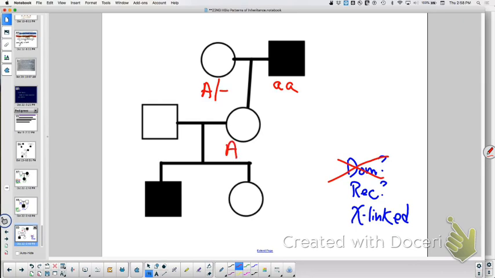Yes, at least a big A because they don't have the disease. But what else does the daughter have? Little a. How do you know she has a little a? Because her father only has little a's to give. So she could be big A, little a, yes.